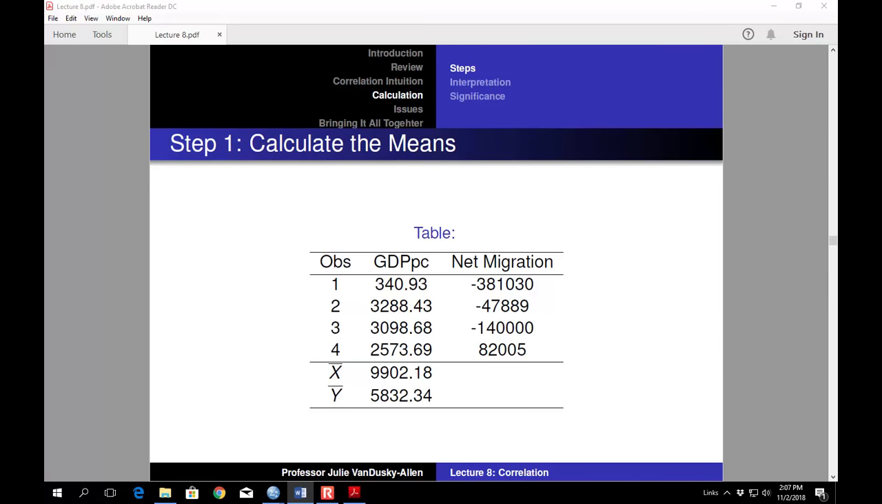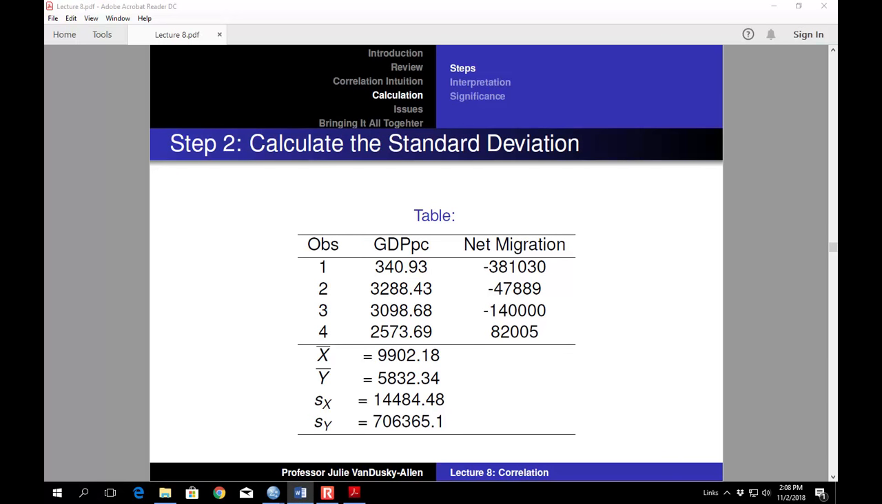The first thing you do is calculate the mean of x and the mean of y. Just as a reminder, as with the rest of the calculations, I did this for all 178 observations. Next, you calculate the standard deviation of x and y. You learned how to do this in lecture 6.